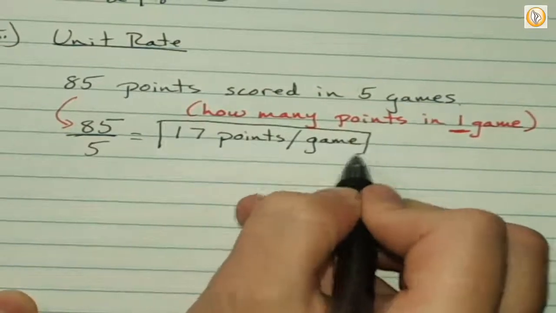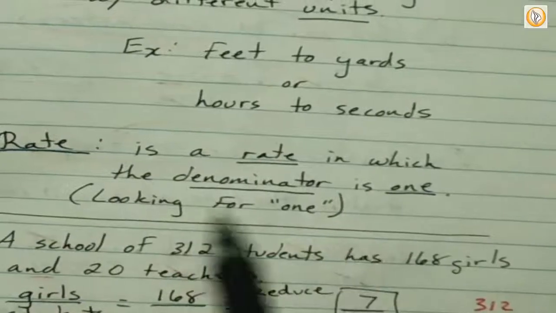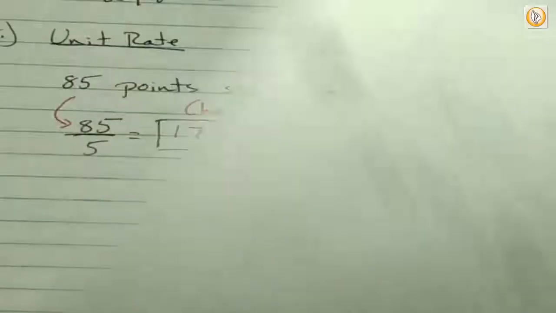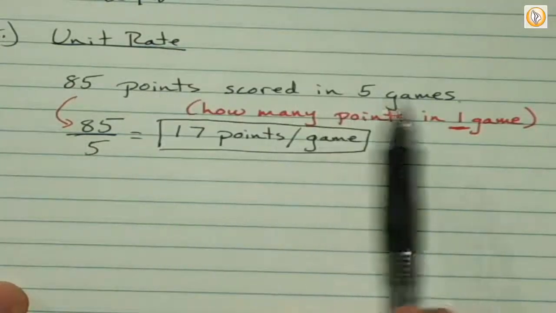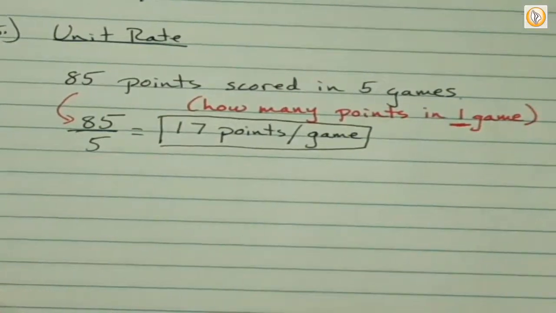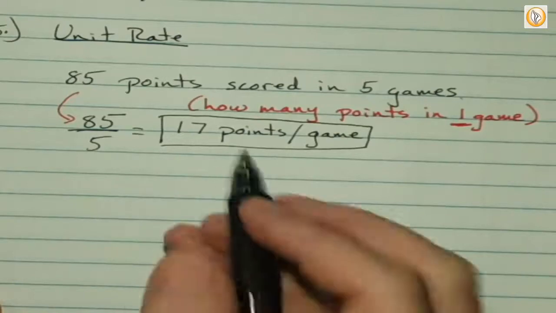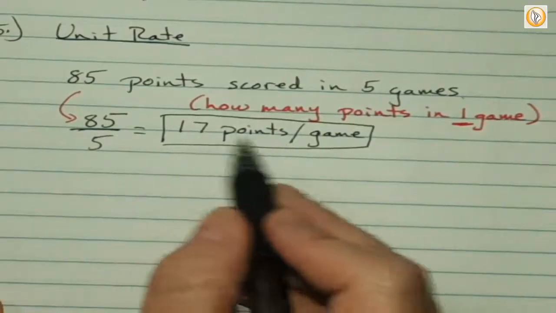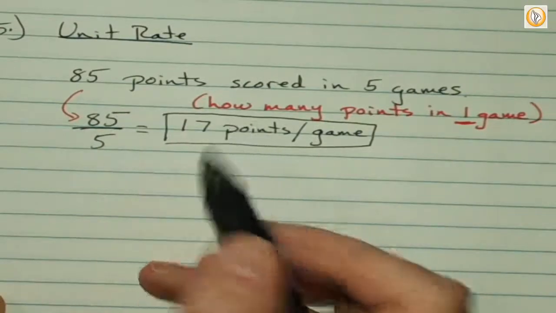That's where that 1 comes from, and the definition says a unit rate is a rate in which the denominator is 1, or you're looking for 1. That's what they're talking about. 85 points scored in 5 games. How many points in 1 game? Yes, Cecilia. Would you get it wrong and put 17 over 5? No. Okay. But that's the same thing as this, right? So they're looking for, 85 points in 5 games. How many points in 1 game?